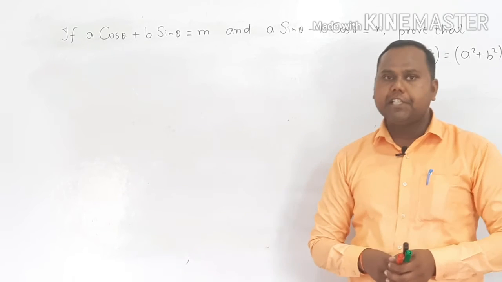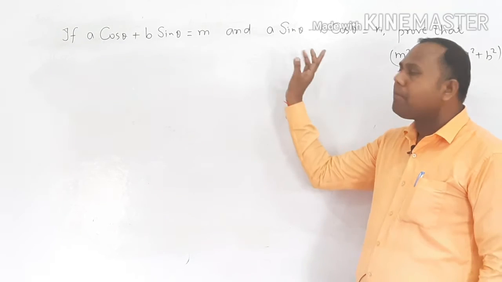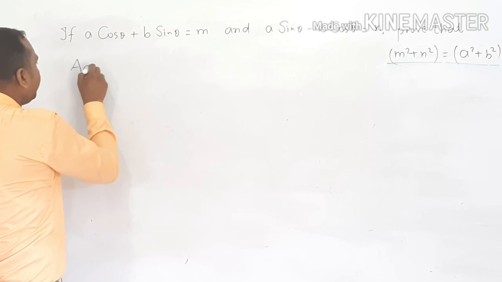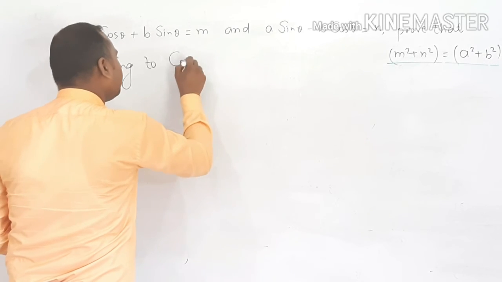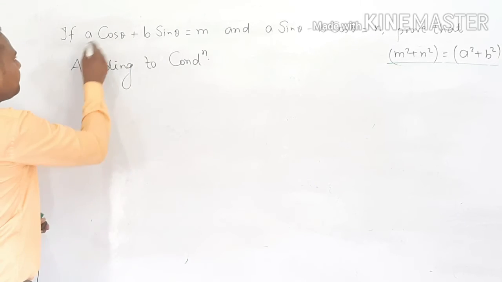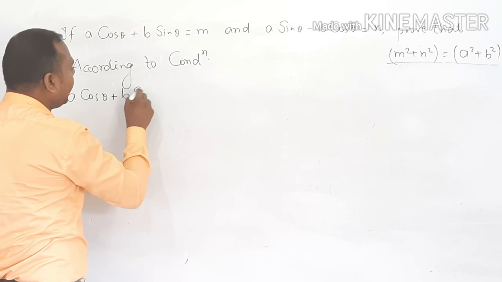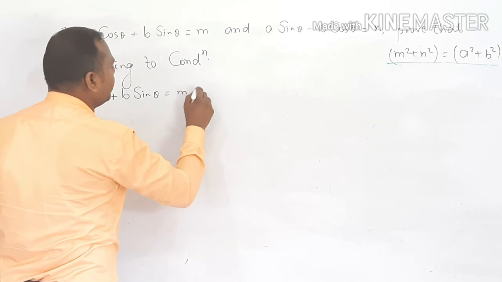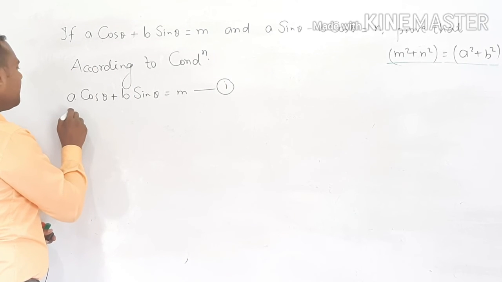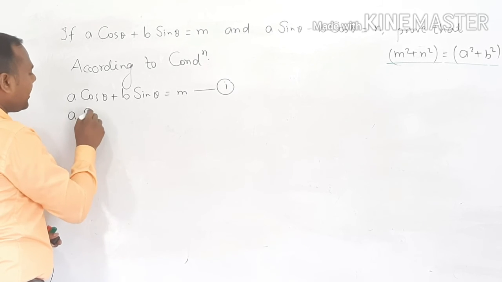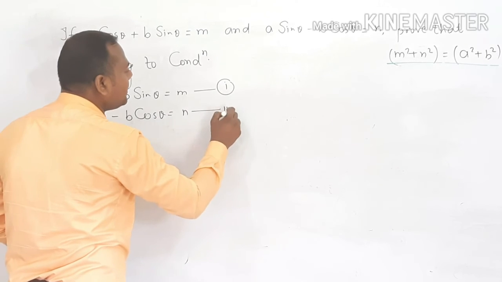Dear students, in this section we will study conditional type of problems. According to the condition, a cos theta plus b sin theta will be equal to m. This is the first equation, and a sin theta minus b cos theta will be equal to n, and this is the second equation.